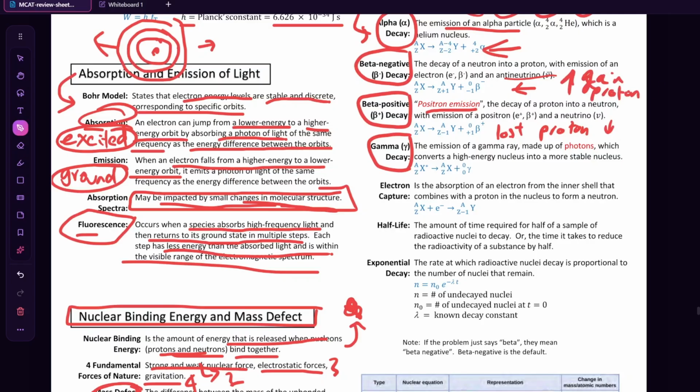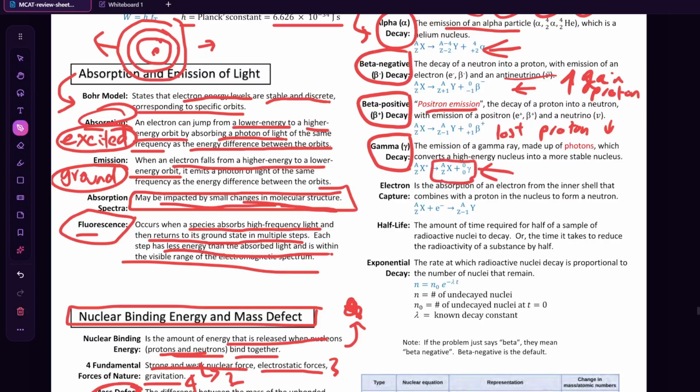Okay, and then gamma decay is different from the others. It doesn't actually change the composition of the nucleus at all, but it can still happen. Instead, it simply releases a high energy photon, which is a gamma ray, as a nucleus sitting in an excited high energy state settles down into a calmer, more stable configuration. Since no protons or neutrons are gained or lost, both the mass and atomic numbers stay constant. So it doesn't change at all.